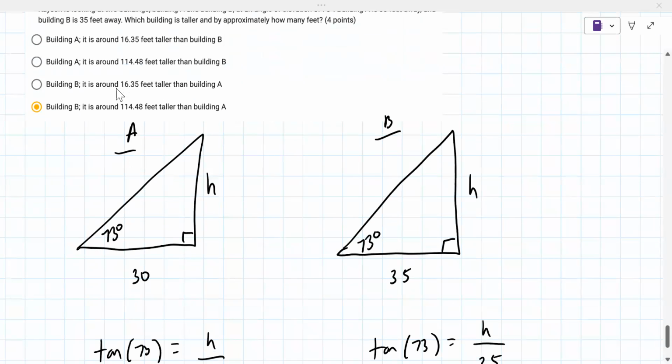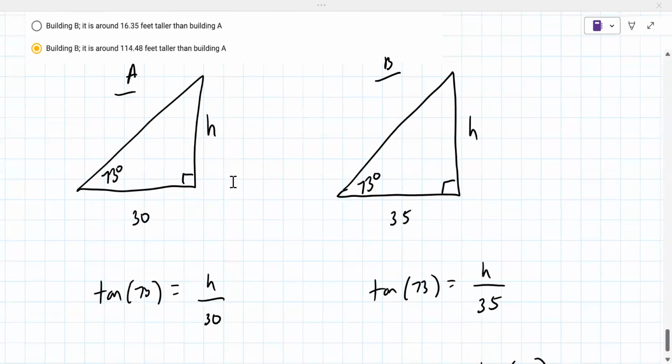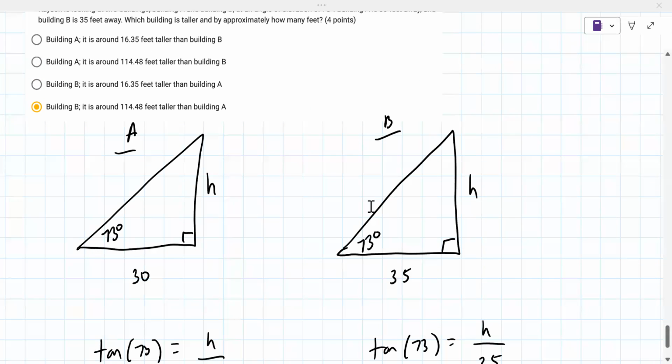Notice it's asking which one is taller. You have to find the height of both, but then you have to subtract. It looks like B is taller, and you have to subtract them.